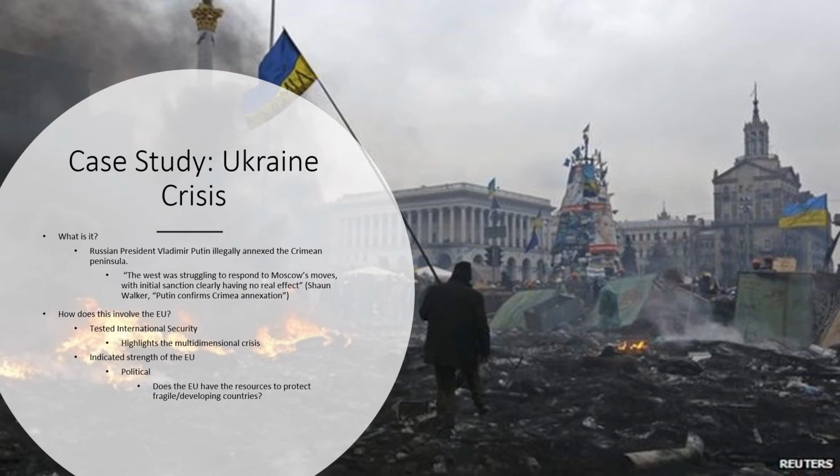So this also helps to indicate the strength of the EU. Politically, it allows us to look at if the EU has the resources, like I mentioned earlier, to protect fragile/developing countries. And in this case, Ukraine being annexed in 2014, they do not have the resources available to do so, or they lack the efficiency in creating the resources to do so. And economically, this also shows the importance of trade and sanctions.